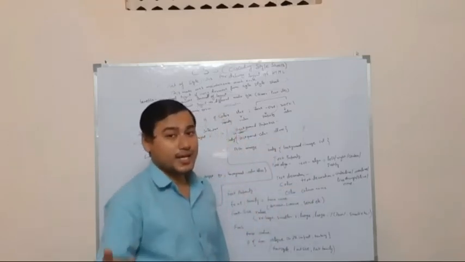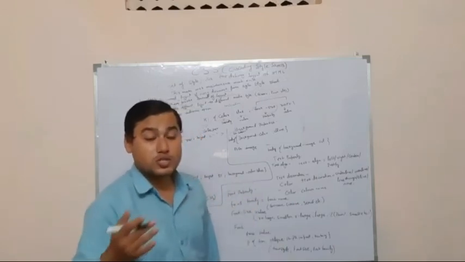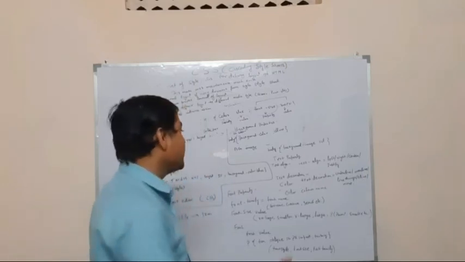Your value must be your color name, like yellow, red, blue, green, or you can also use a hexadecimal code instead of this name.